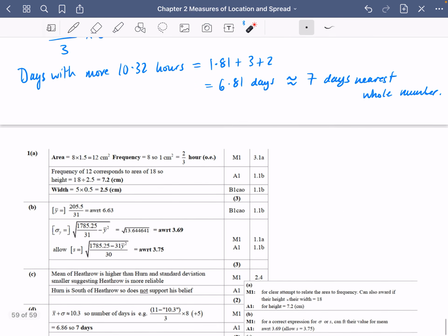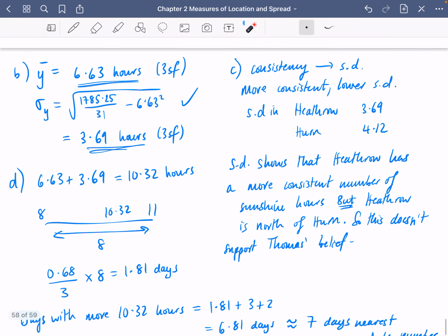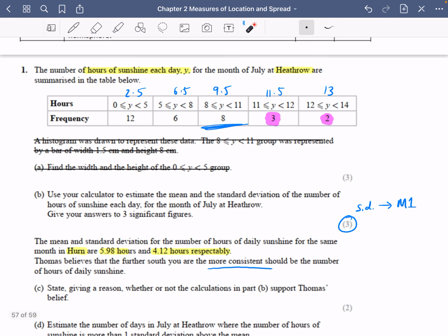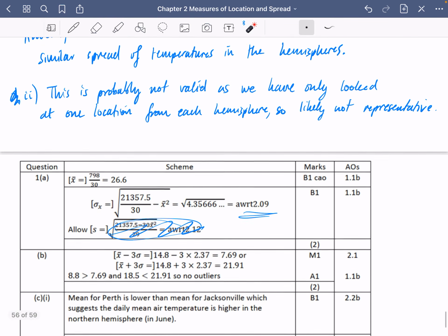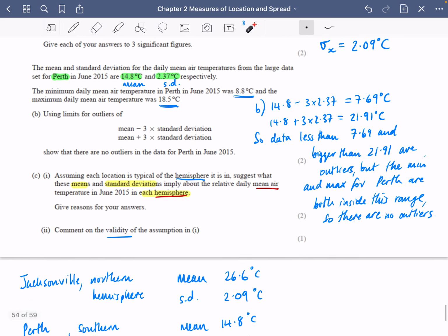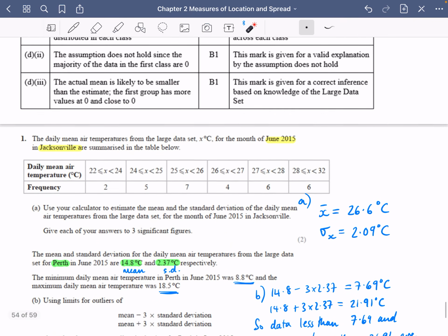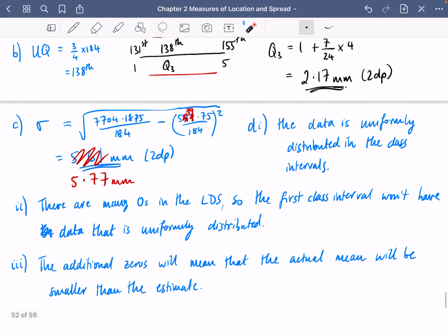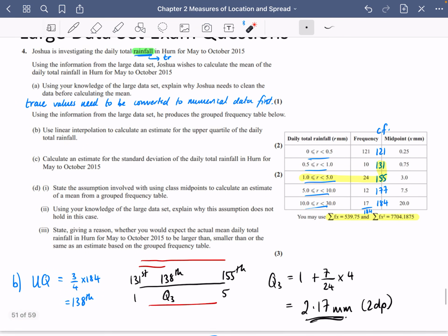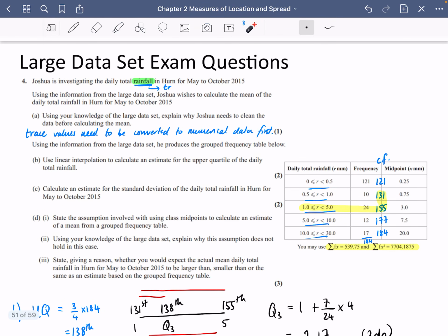Okay, so pretty tricky, these exam questions on the large data set, but there's not an awful lot of extra stuff you need to know. The main thing is about where locations are, northern hemisphere, southern hemisphere, and knowing some things about like the trace data that needs to be cleaned and things like that. Okay, bit of a long chapter, chapter 2, but nearly there.